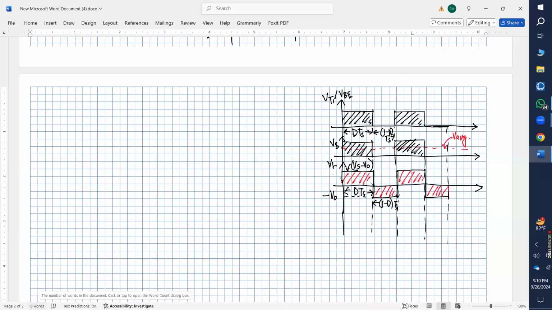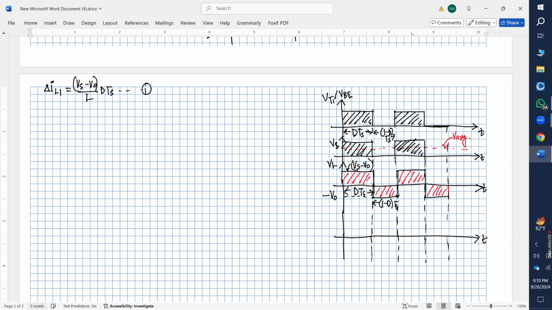Okay. So that was my waveform, right? And in the previous slide, we just saw my output current for the time period, del IL1. It was Vs minus V naught over L multiplied by D into TS. So the slope here, is it positive or negative? Positive.